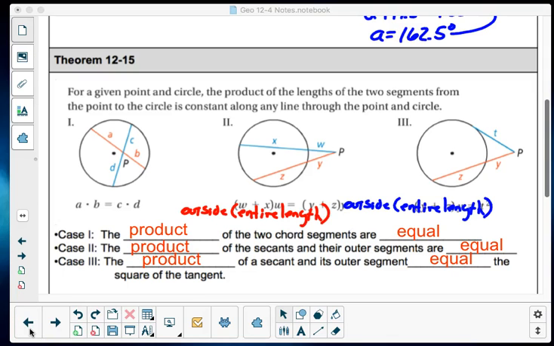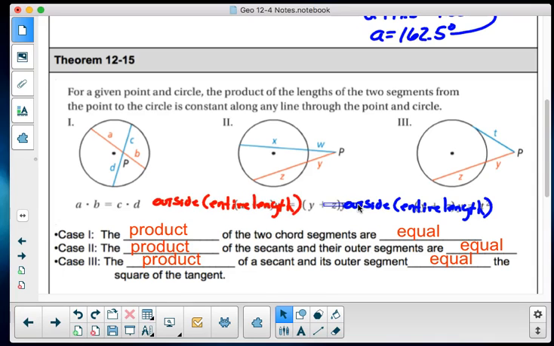For a given point and circle, the product of the lengths of two segments from the point to the circle is constant along any line through the point and circle. Boy, that looks confusing. So let's just talk about it this way. And we've got this going on. I'm going to put this here. Ooh, that's locked, so we're going to unlock that real quick so we can get this up here. All right, so here's the deal.